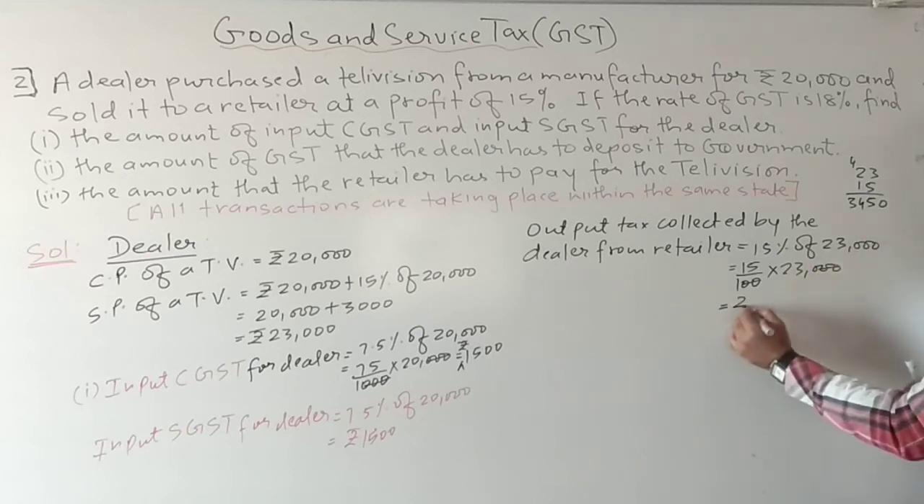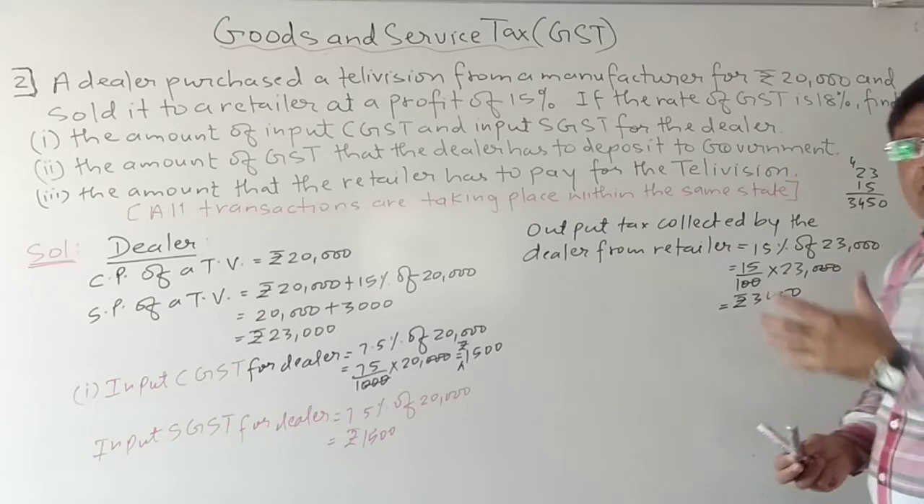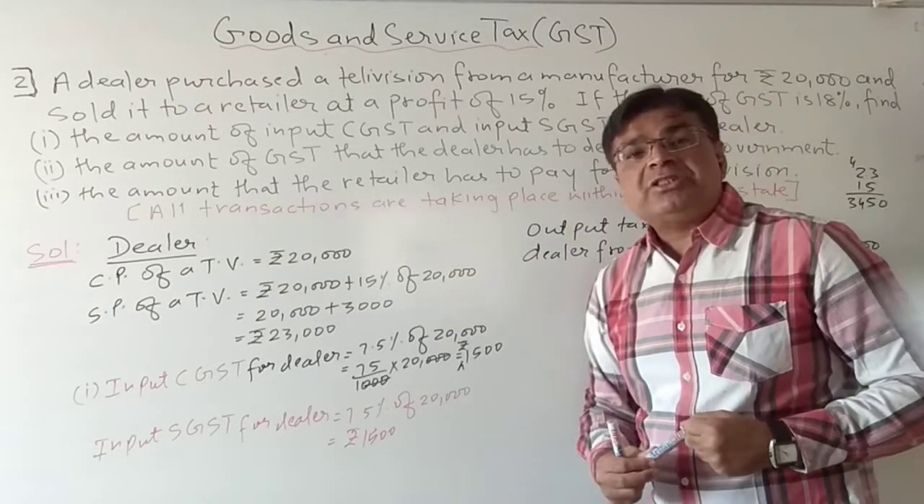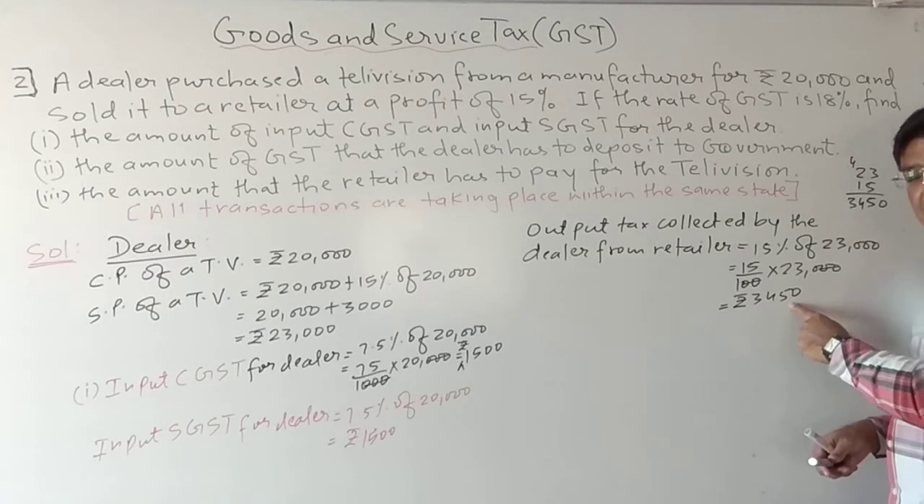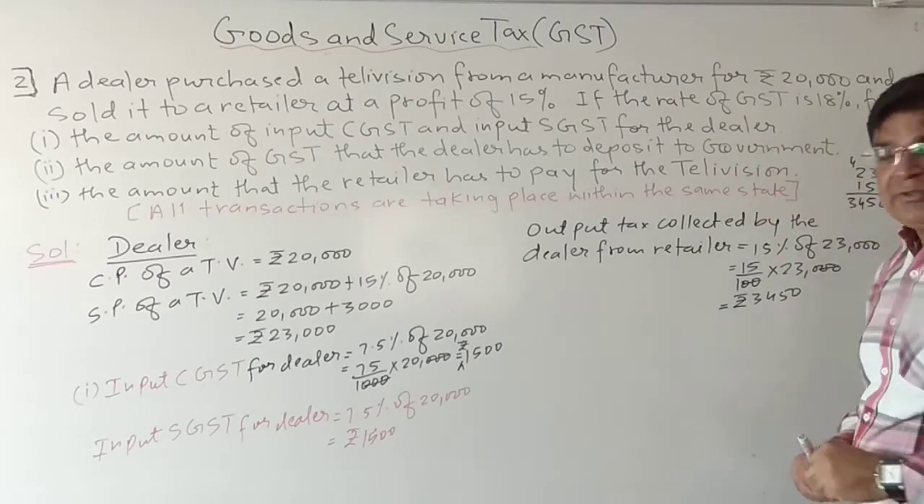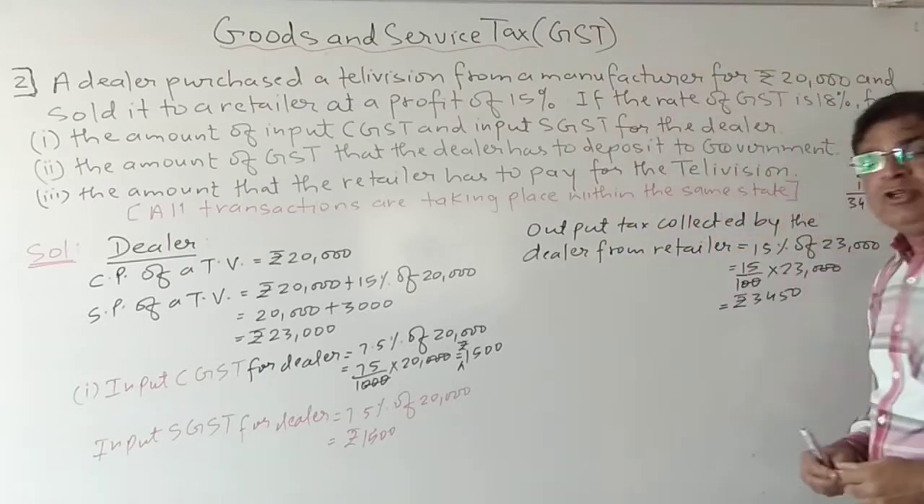So it is rupees 3450. Okay, so from the retailer he has collected how much tax? From the retailer he has collected 3450. And how much tax has the dealer paid? The dealer has already paid 3000 rupees.